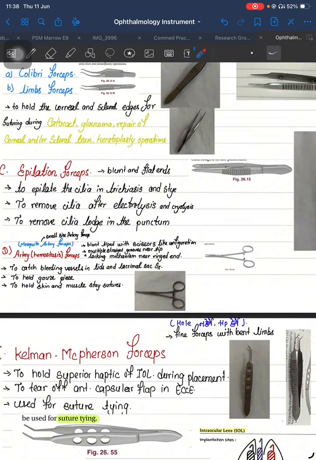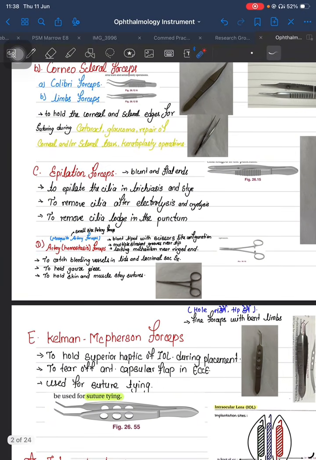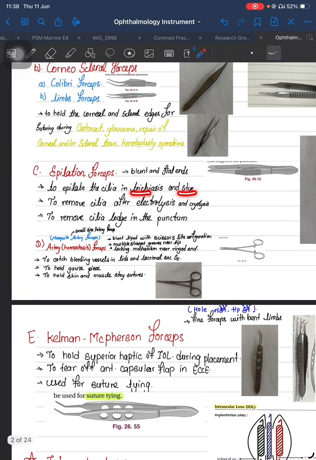Epilation forceps is mainly used to epilate the cilia, such as in trichiasis and stye. It is also used to remove the cilia after electrolysis and cryolysis surgery. And it is also used to remove cilia which get lodged into the punctum. If the cilia is lodged into the punctum, we also have to remove it.